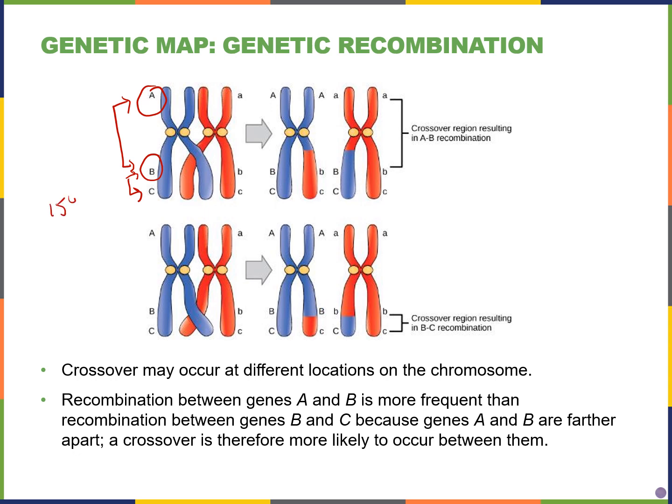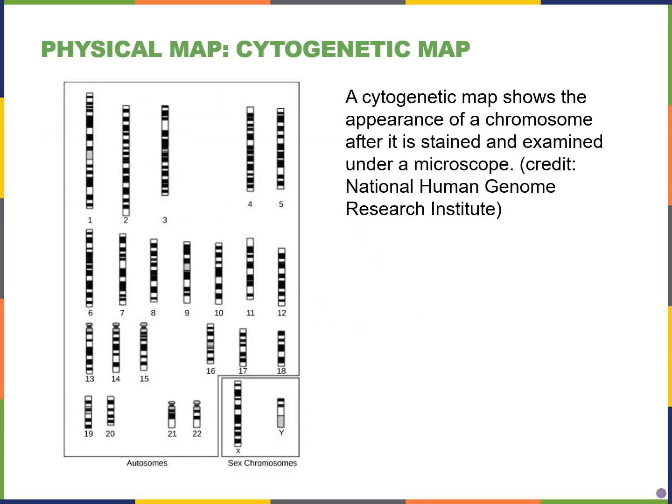Let's make up a number, let's say 15%. Whereas A and B might have a much higher recombination frequency because I can see they're further apart. Maybe they are like, let's say 42%. So if these are the recombination frequencies, what this genetic map tells me is the relative location of these genes from one another.